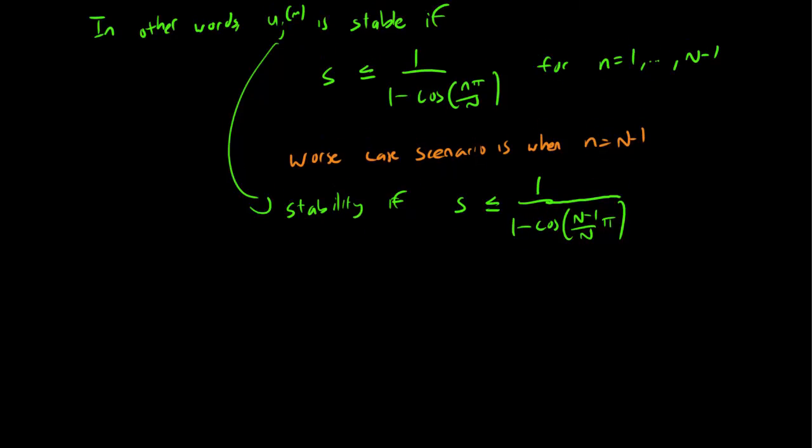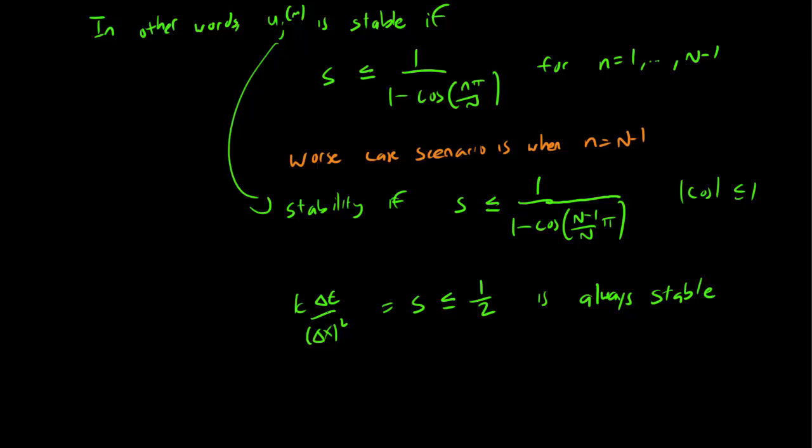And we can actually give some insight over it. So remember that cosine is always between 1 and minus 1. So this can never be smaller than 1 over 2. So s greater than 1/2 is always stable. And this gives us a good insight. And this means that we know that as long as we keep our s, and s, remember, is our k delta t over delta x squared, as long as we pick our mesh sizes, delta t and delta x, so that s is less than 1/2, we are safe. Blow up can never happen. And we have stable solutions for this regime in s.